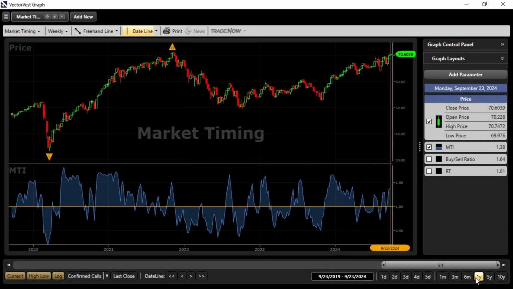If I expand my time frame out to 5 years, I'm going to click my button down here on the bottom right. I'm now looking at a 5-year time span using weekly candlesticks. But with this broader perspective, I notice that many of the peaks and valleys line up pretty well.